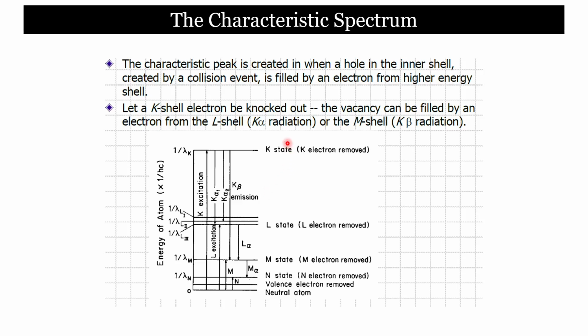The incoming electron can eject the electron from the K shell, but if the incoming electron is ejecting the electron from the L shell and that vacancy is filled by the M shell electron, then that will generate the L alpha radiation. And if the incoming electron is ejecting an electron from the M shell and the N level electron is filling the vacancy in the M level, then that will generate this M alpha radiation.